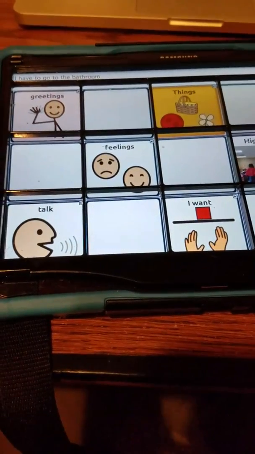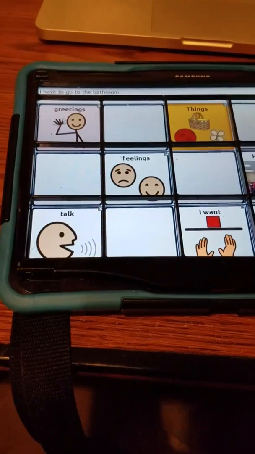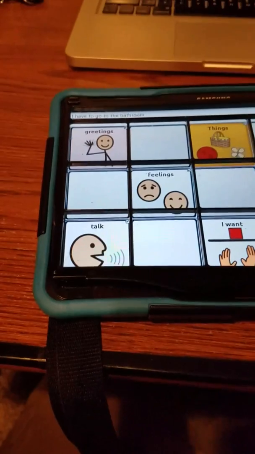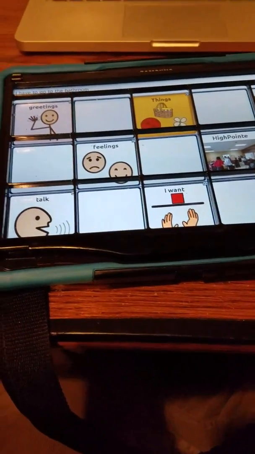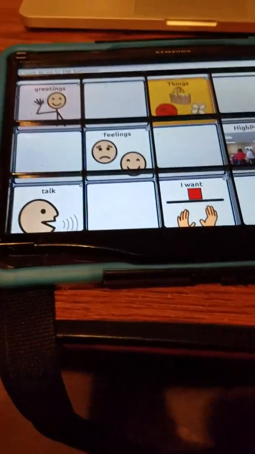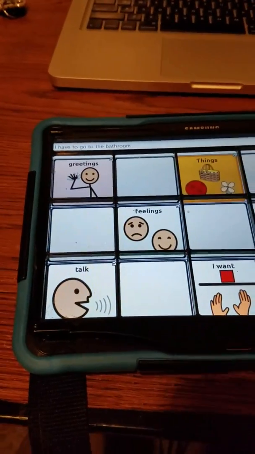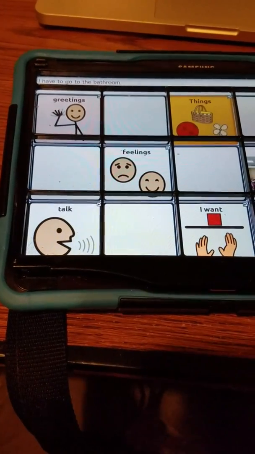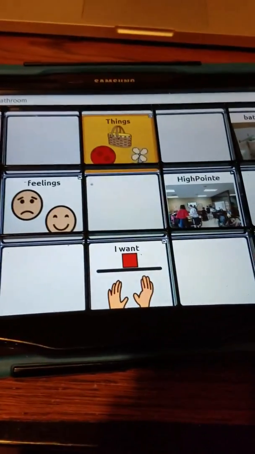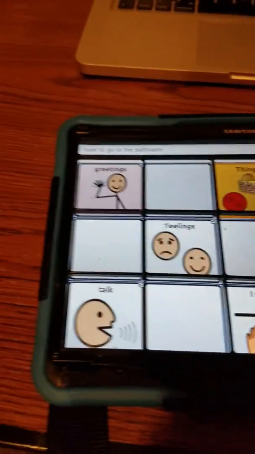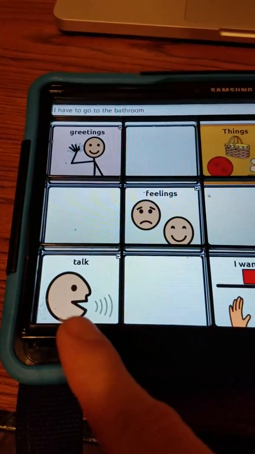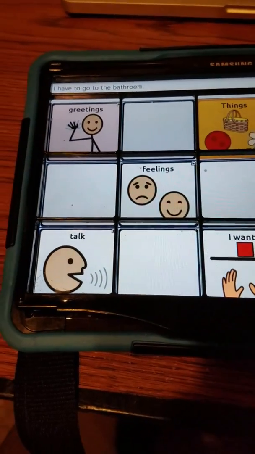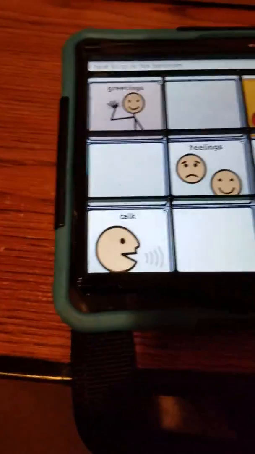Other advantages. This system is not like a Proloquo. Some people might mix up having an iPad for play or watching videos and also for communication. This is strictly for communication. There's an advantage to that as well. And like I mentioned, just by looking at these pictures and how everything is, I can tell what's being shown, and then the speech is very easy to understand for anybody.